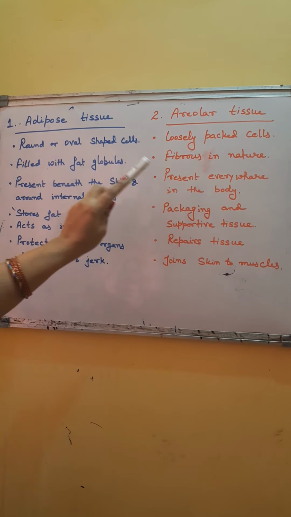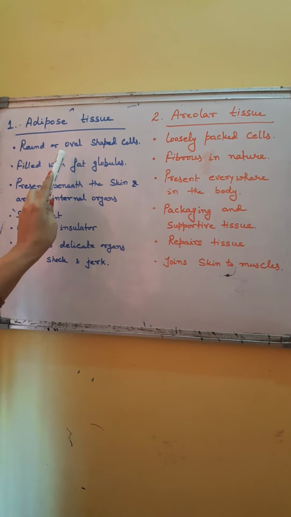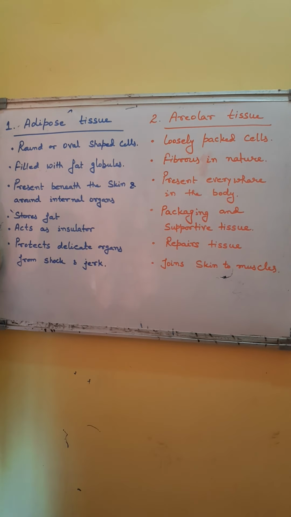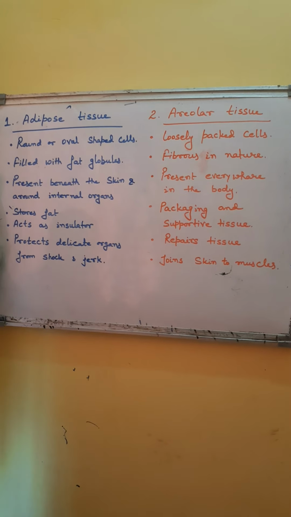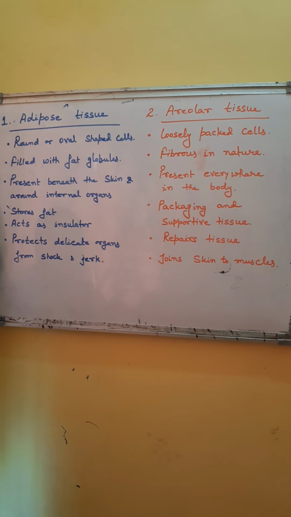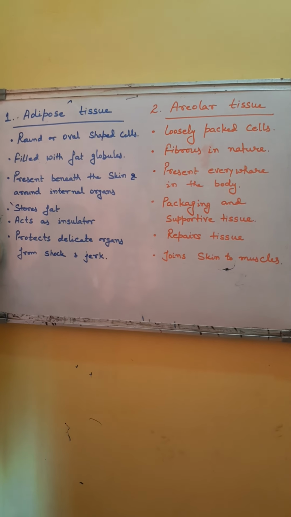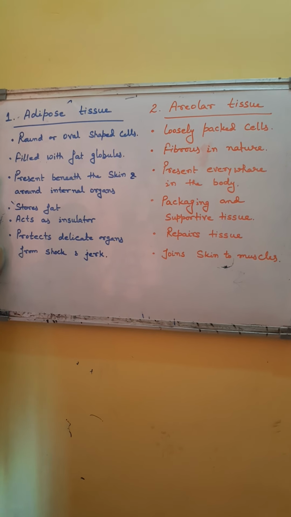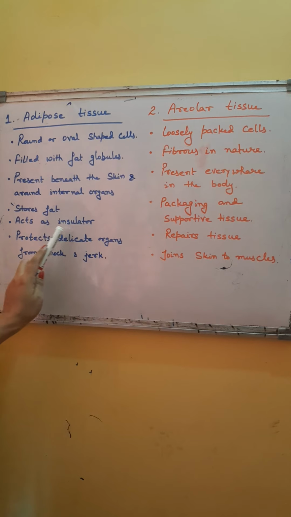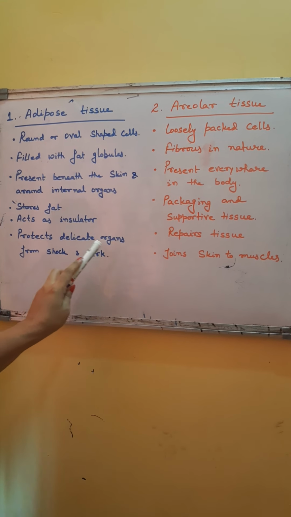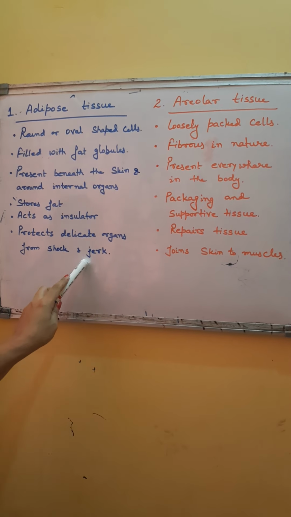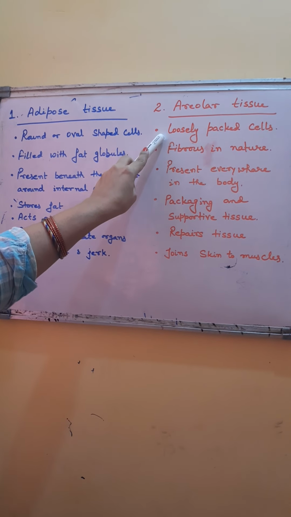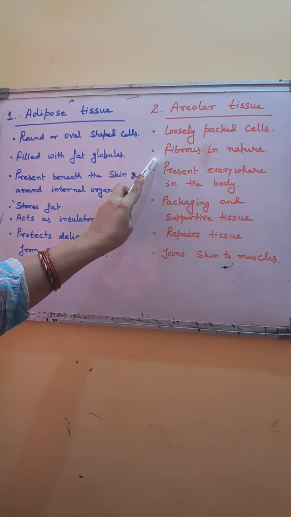So there are two connective tissues, adipose and areolar, that we studied so far. Adipose is round or oval shaped cells filled with fat globules, present beneath the skin and around internal organs. Its function: it stores fats, acts as an insulator and protects delicate organs from shock and jerks. On the other hand, areolar tissue is a group of loosely packed cells which are fibrous in nature.